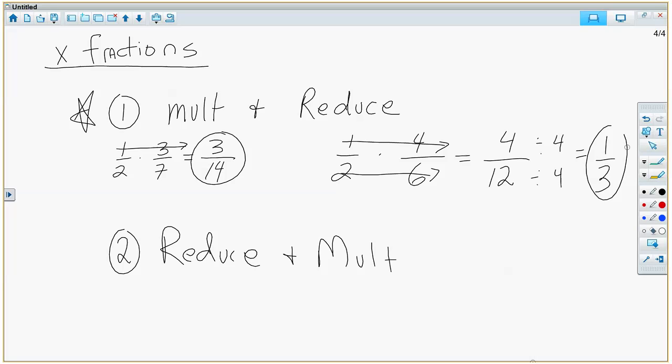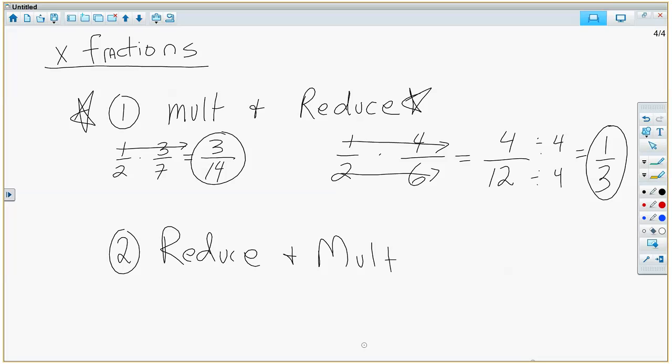Now this is an example of what? Multiply, then what? Reduce. So this is multiply and not reduce because you can't, and this is multiply and reduce because you can reduce. And you can do that one all the time. This one, reduce and multiply, you can only do when applicable.